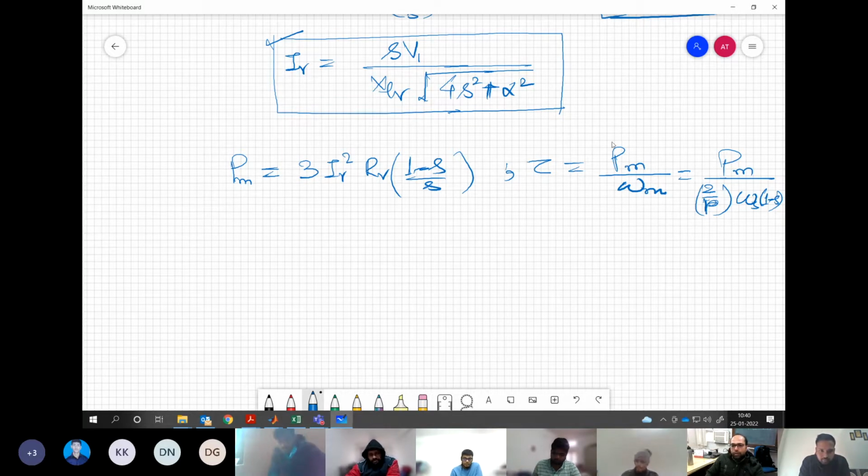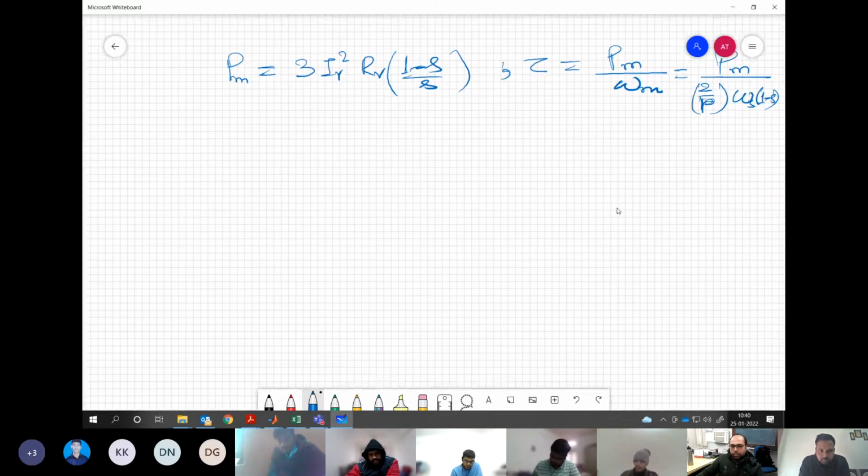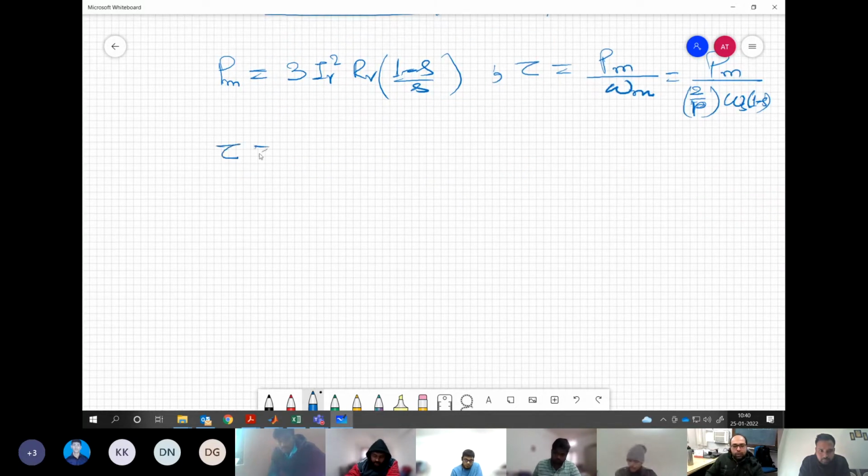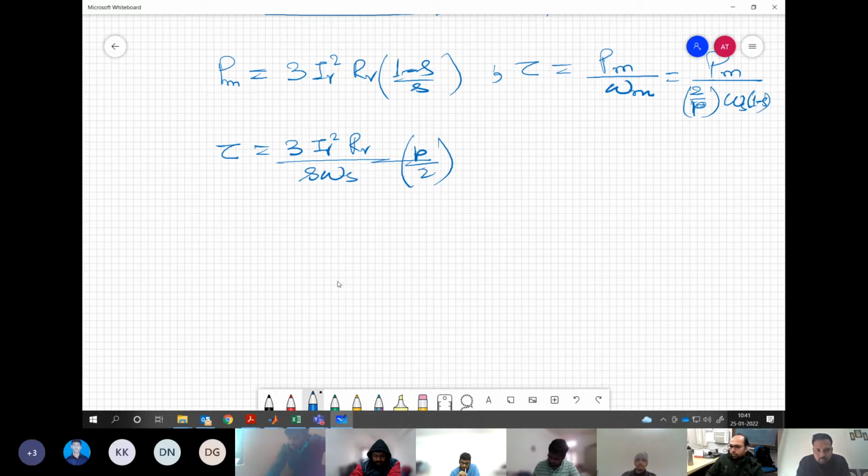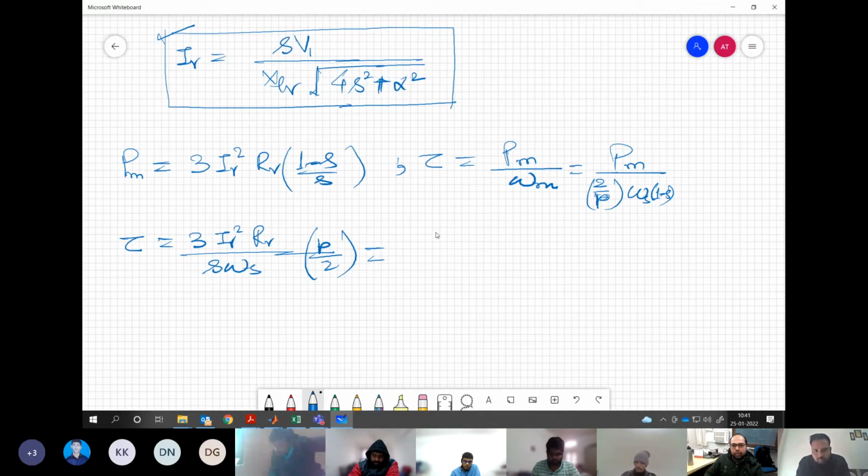Now this we are going to use to come up with the torque speed characteristic. So tau is now 3 IR square RR, and 1 by S cancels out. One more term is there, which we can write later on, P by 2. So then we have S omega S times P by 2. Correct? This is correct, right? Nothing is missed out. Then we can rearrange and bring down the value of IR from this expression.